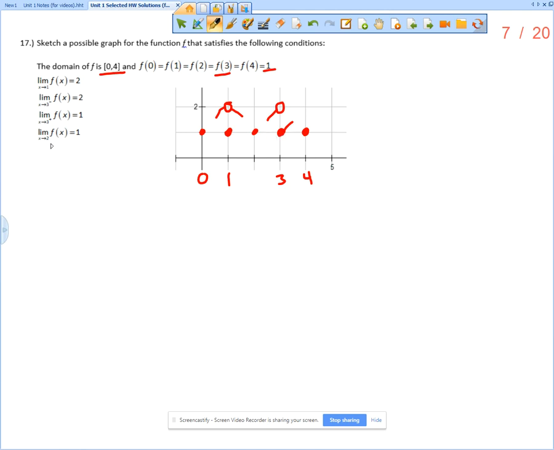Next, the limit as x approaches 2 of f of x is equal to 1. So at 2, we must have both pieces come into that closed circle at 1. So now we might have a graph that looks like this.